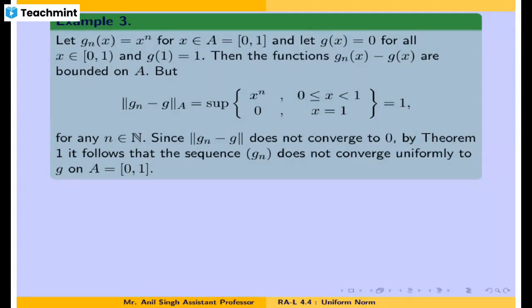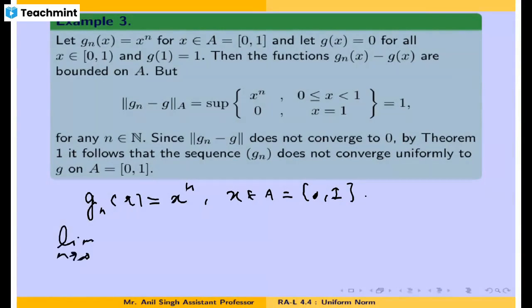So we have another example here. We are considering a sequence of functions where each gn of x is defined to be x to power n, and it is defined on this set A, which is again the unit interval 0, 1. Clearly, what is its pointwise limit? Limit as n tends to infinity of gn of x: if x is between 0 and 1, strictly less than 1, the limit is 0, and at x equal to 1 obviously it has to be 1.